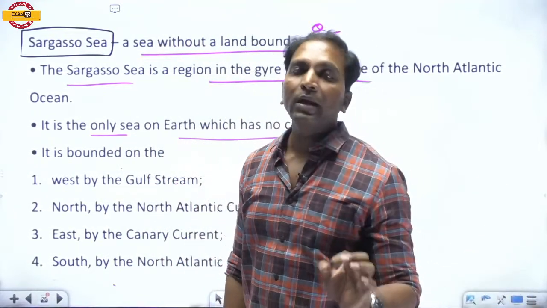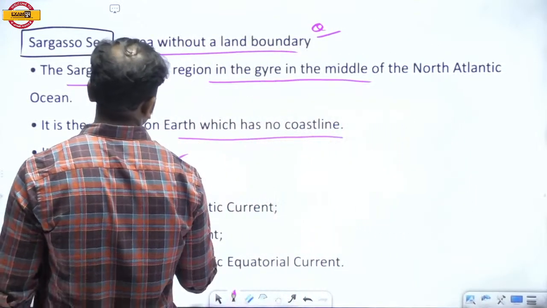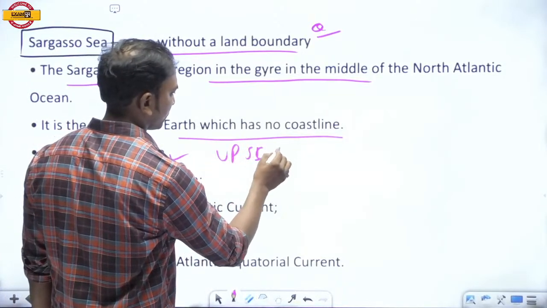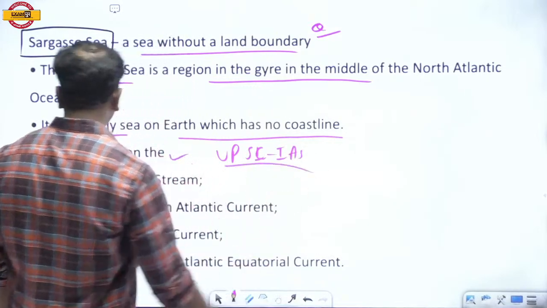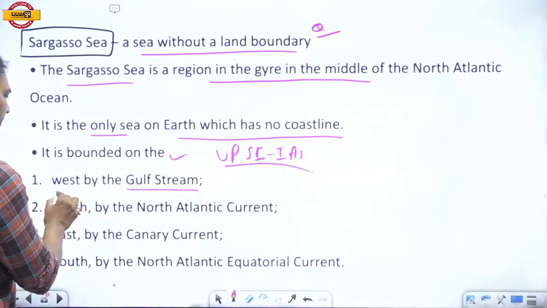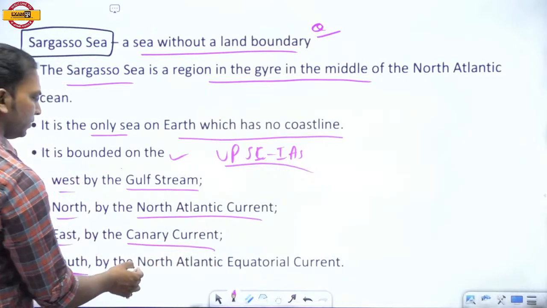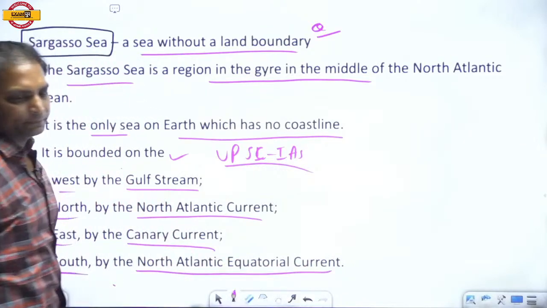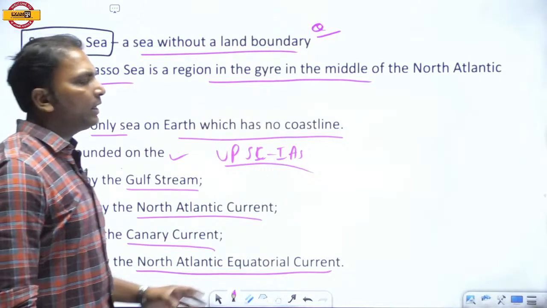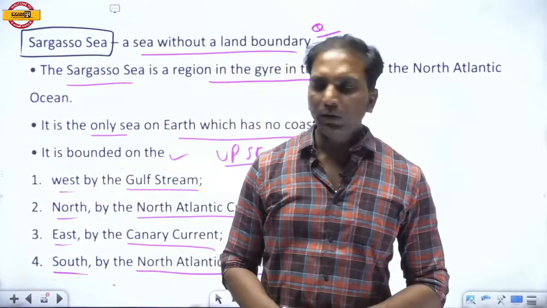Not a single oceanic current is flowing in that region. It is bounded on the west by the Gulf Stream, north by the North Atlantic Current, east by the Canary Current, and on the south by the North Atlantic Equatorial Current. This has been asked in the UPSC IAS exam. So the Sargasso Sea is found in the Atlantic Ocean, nearby the 30 to 40 degree north latitude.